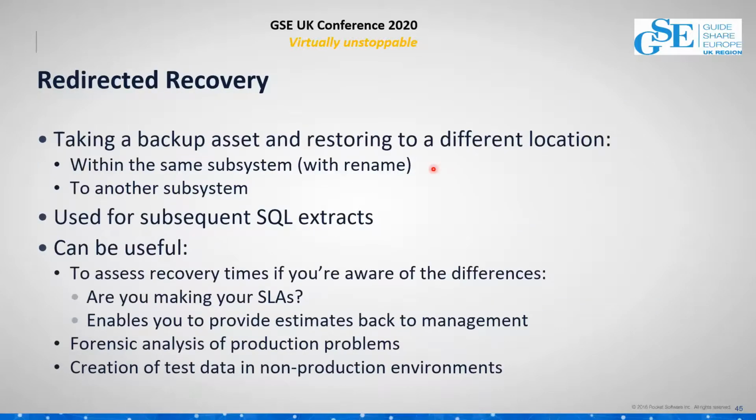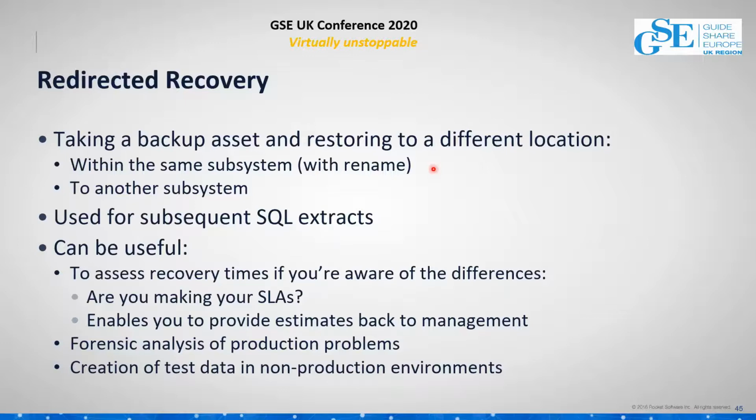This is just an additional piece of information that I think is valuable to share. So the idea of redirected recovery is to take a backup and restore it to a different location. The different location could either be in the same Db2 subsystem, of course, with a different object name, a different table name, or you could restore it to another subsystem. The primary use cases are to respond to the question, how long is it actually going to take you to recover? Are you going to satisfy your service level agreements?